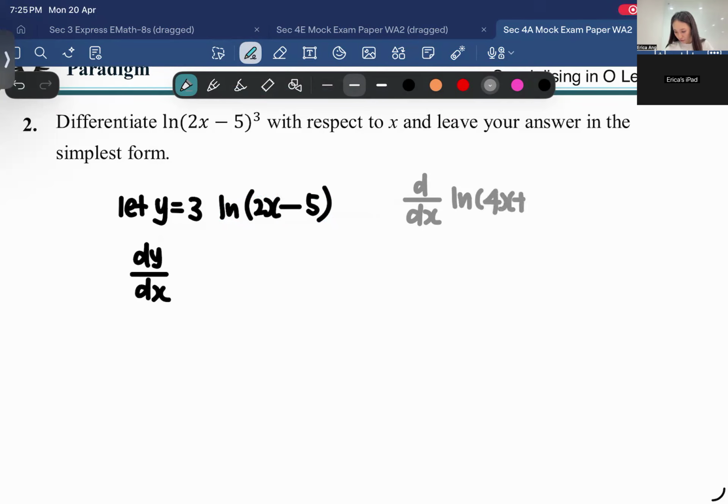4x plus 2. 1 over. Very good. Then after that, times. Yes, correct. So everybody, can you go and differentiate this properly? Very easy one. Just copy the 3 first. Copy the 3 on its own, differentiate these guys separately. Can we understand that? Okay, please go and do that.